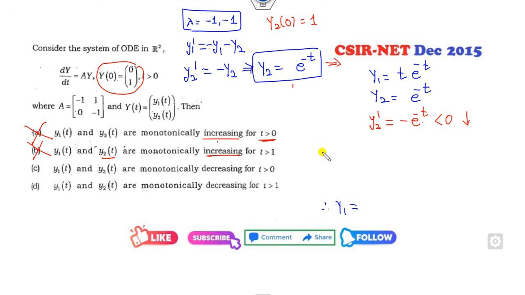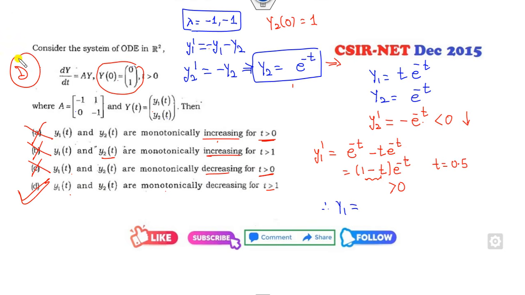What is the y1 derivative? It's e raised to power minus t times 1 minus t. So whenever t is greater than 0, is it monotonically decreasing? No, because if I choose t as 0.5, it is greater than 0. Whenever t is greater than 1, this number is negative, so it's less than 0. y2 is also less than 0. The right answer is capital D.